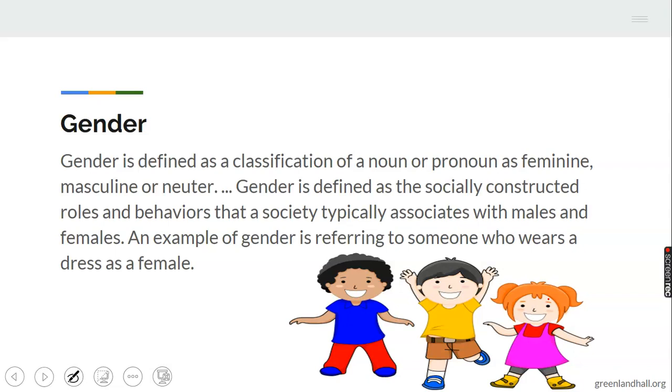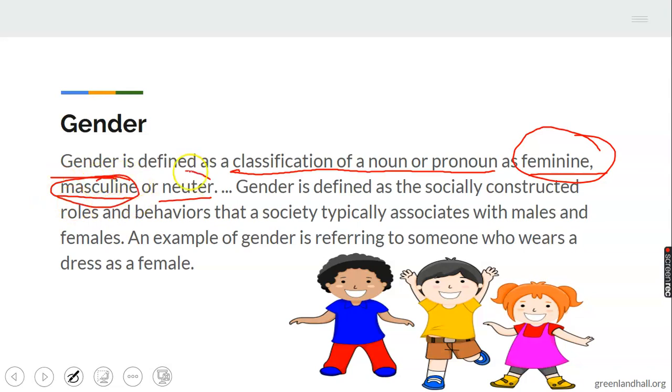Gender is defined as a classification of a noun or pronoun as feminine, masculine, or neuter. I'll come again. Gender is defined as what? A classification of noun or pronoun, either as feminine, as masculine, or as neuter. Okay? I'll be talking more on masculine, feminine, neuter as we progress.